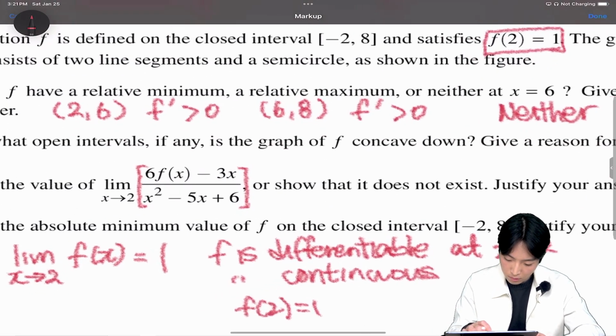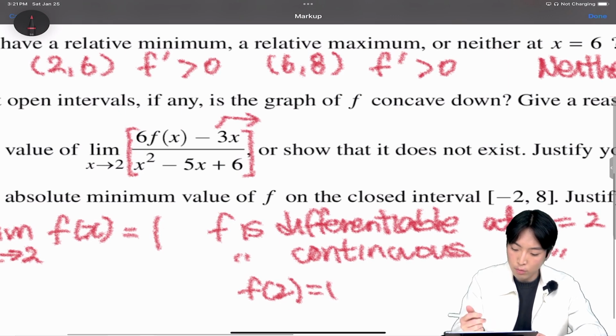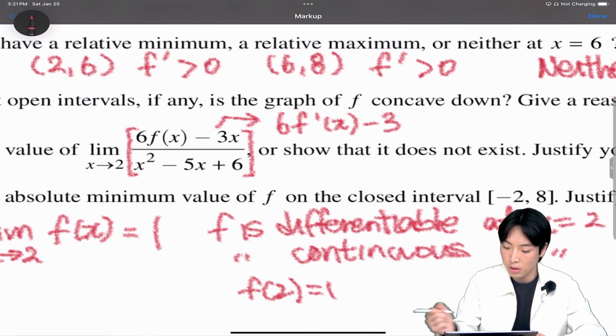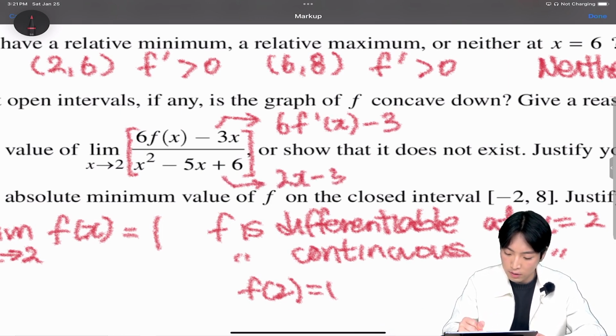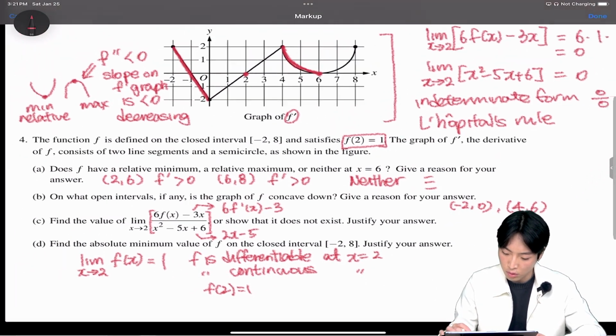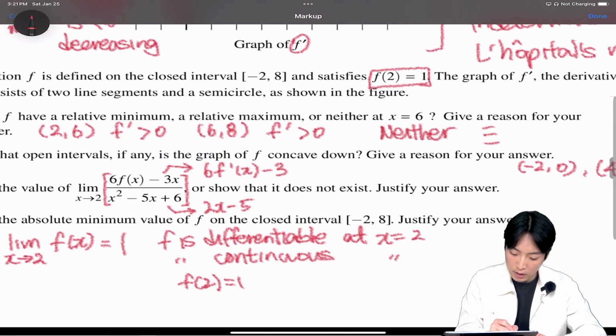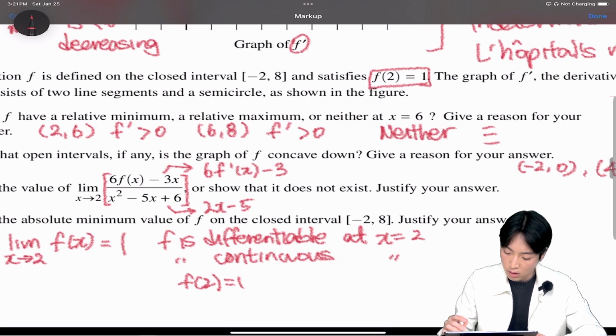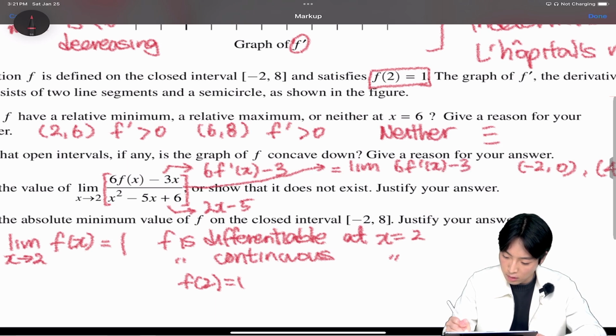So derivative of our numerator is 6f prime x minus 3. And then derivative of our denominator here is 2x minus 5. So using the L'Hopital's rule, we can state that this overall limit, I'm kind of running out of space, but this overall limit is limit of this new expression over 2x minus 5 as x is approaching 2.